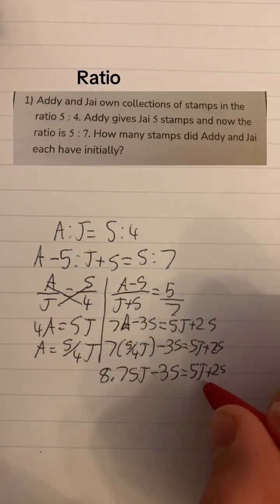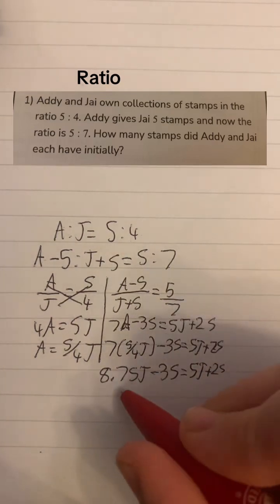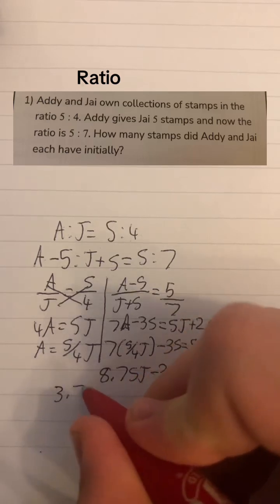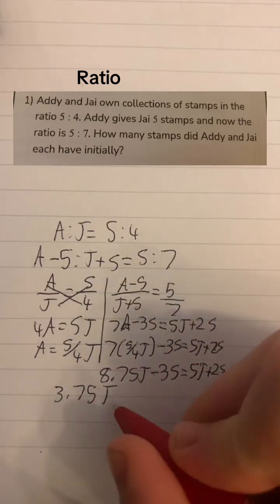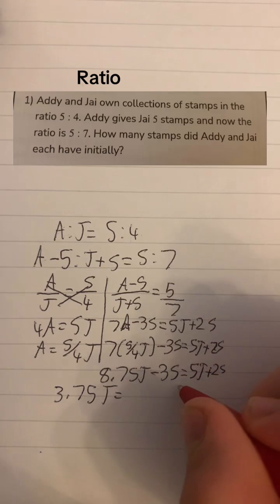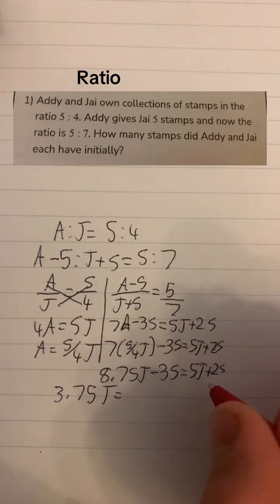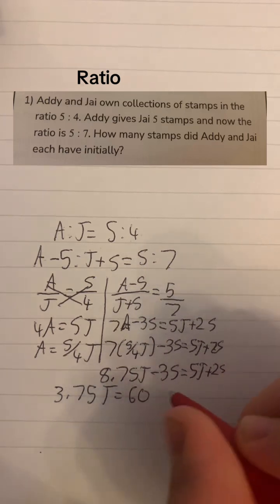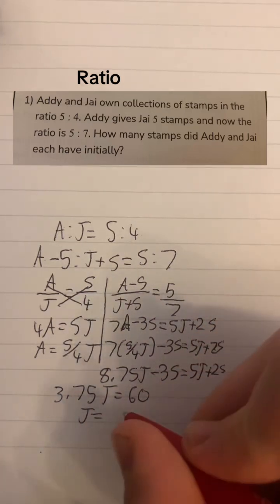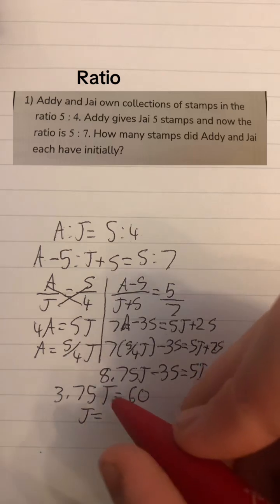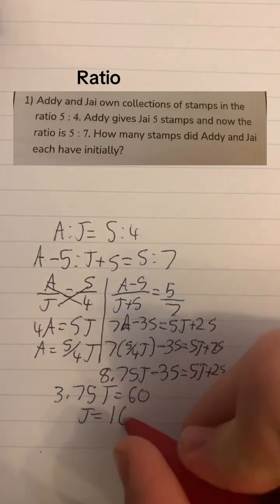So minus 5J from this side and minus 5J from this side, so 3.75J equals, add 35 to each side, so that means 35 add 25 equals 60, and then J equals 60 divided by 3.75, which is 16.